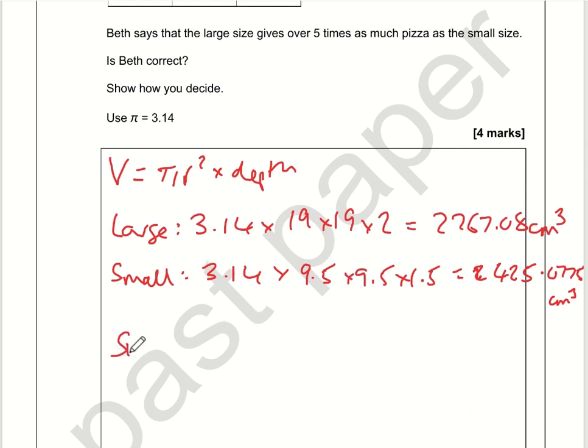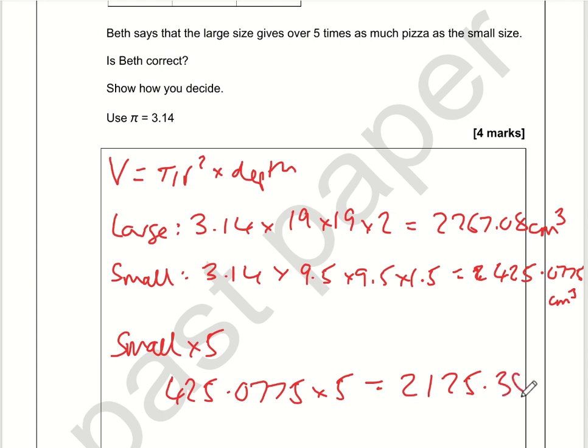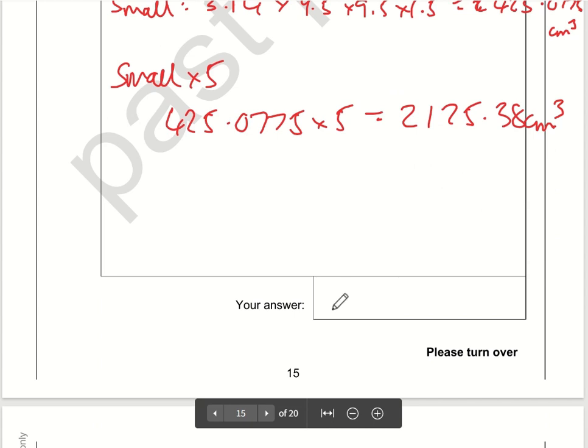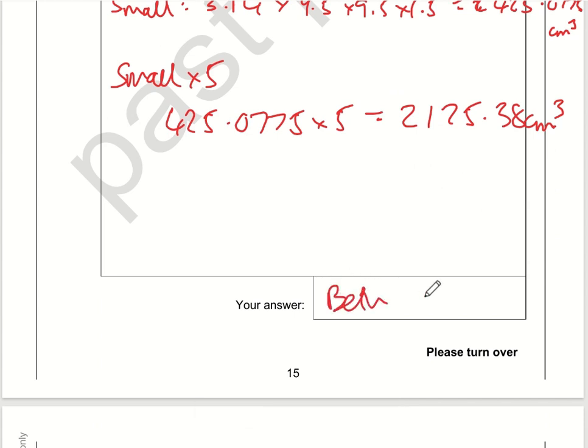So we want to know, is the large size at least 5 times the small size? Well, let's do the small times 5, which is 425.0775 times 5, and that is 2125.35 cubic centimetres. So that is still less than the large, so therefore yes, Beth is correct. The large piece is more than 5 times bigger than the small one, so yes, Beth is correct.